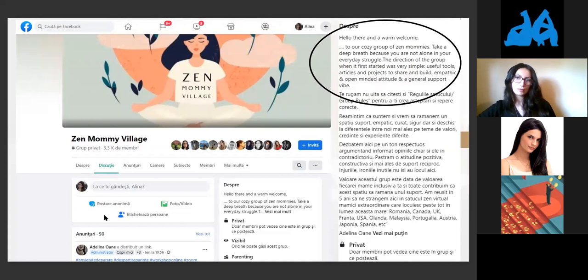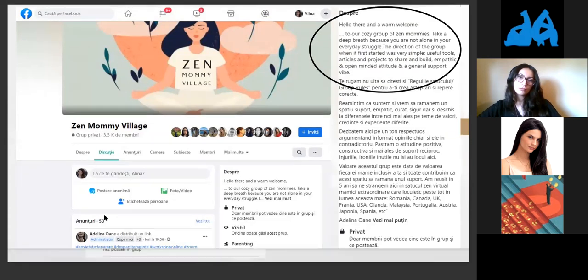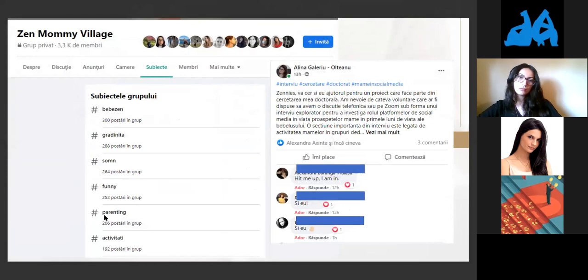We are a cozy group of Zen mommies. Take a deep breath because you are not alone in your everyday struggle. The direction of the group when it first started was a very simple one: useful tools, articles, and projects to share and build. Empathic and open-minded attitude and a general support vibe. This is my announcement and the responses that followed joining the research.